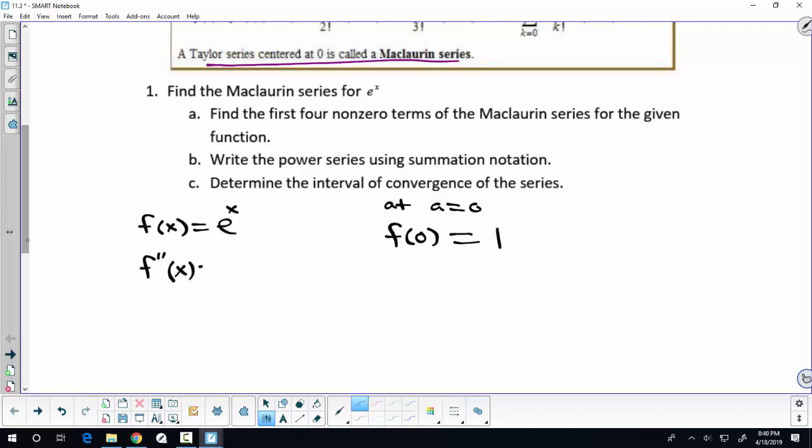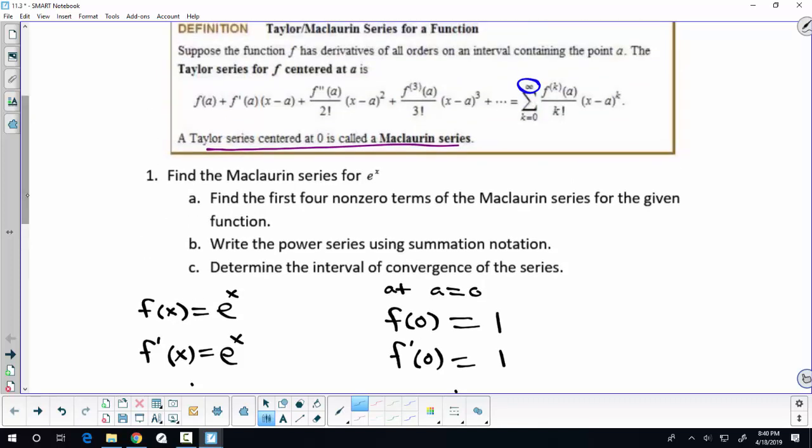So we find the function, the first derivative, second derivative, etc. All evaluated at the center, which is 0 because it's a Maclaurin series. So just do that because all derivatives are e to the x. F prime of 0 equals 1. All subsequent derivatives evaluated at the center are also 1. Is everybody okay if I do that? Clear?